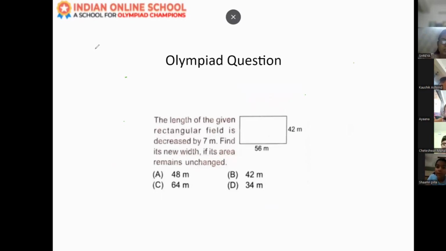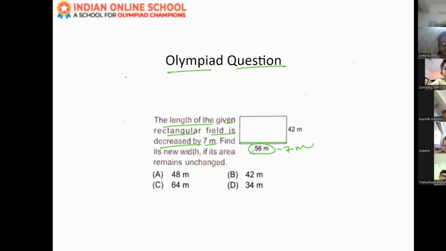So as you can see over here, this is an Olympiad question. Since you are here for Olympiads, you must know what type of questions appear in Olympiads, right? The length of the given rectangular field is decreased by 7 meters. Length is 56 meters, correct? If you decrease it by 7 meters, how much would it become? 49 meters. Very good. 49 meters. Correct? So the question says find its new width if its area remains unchanged.